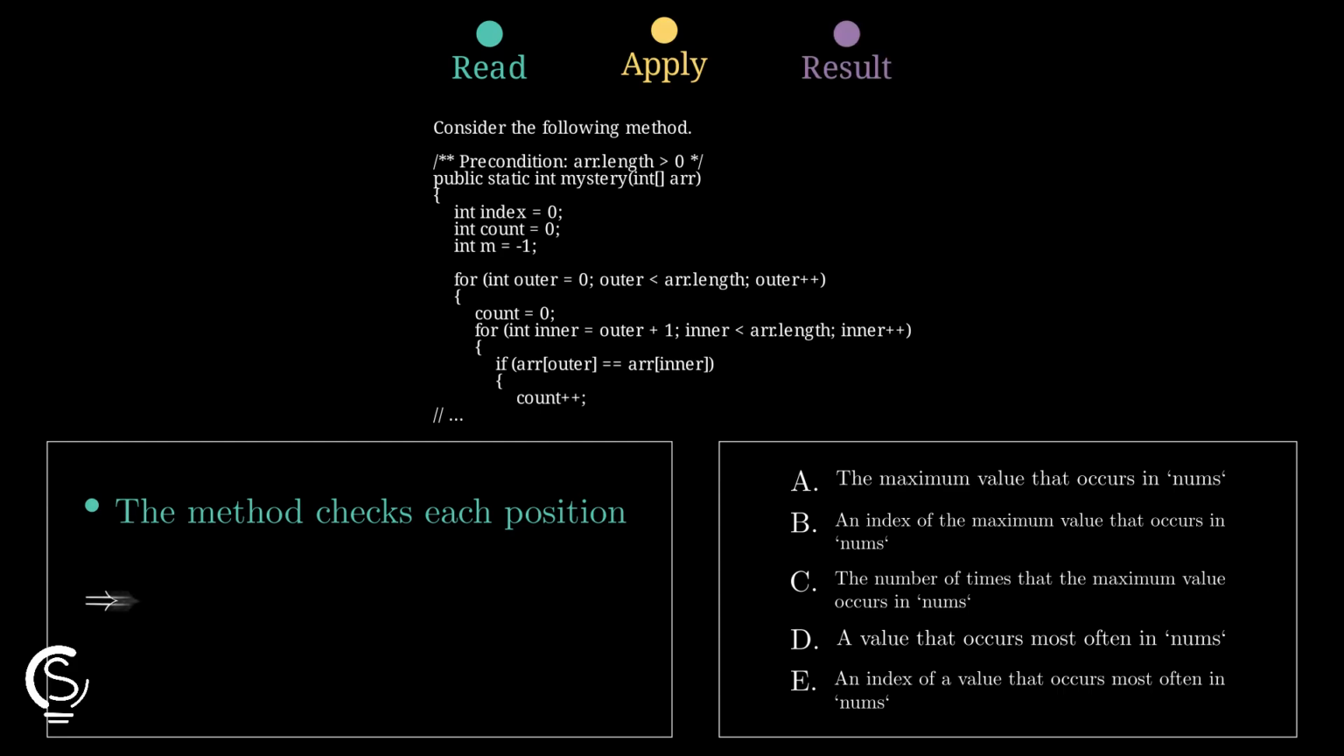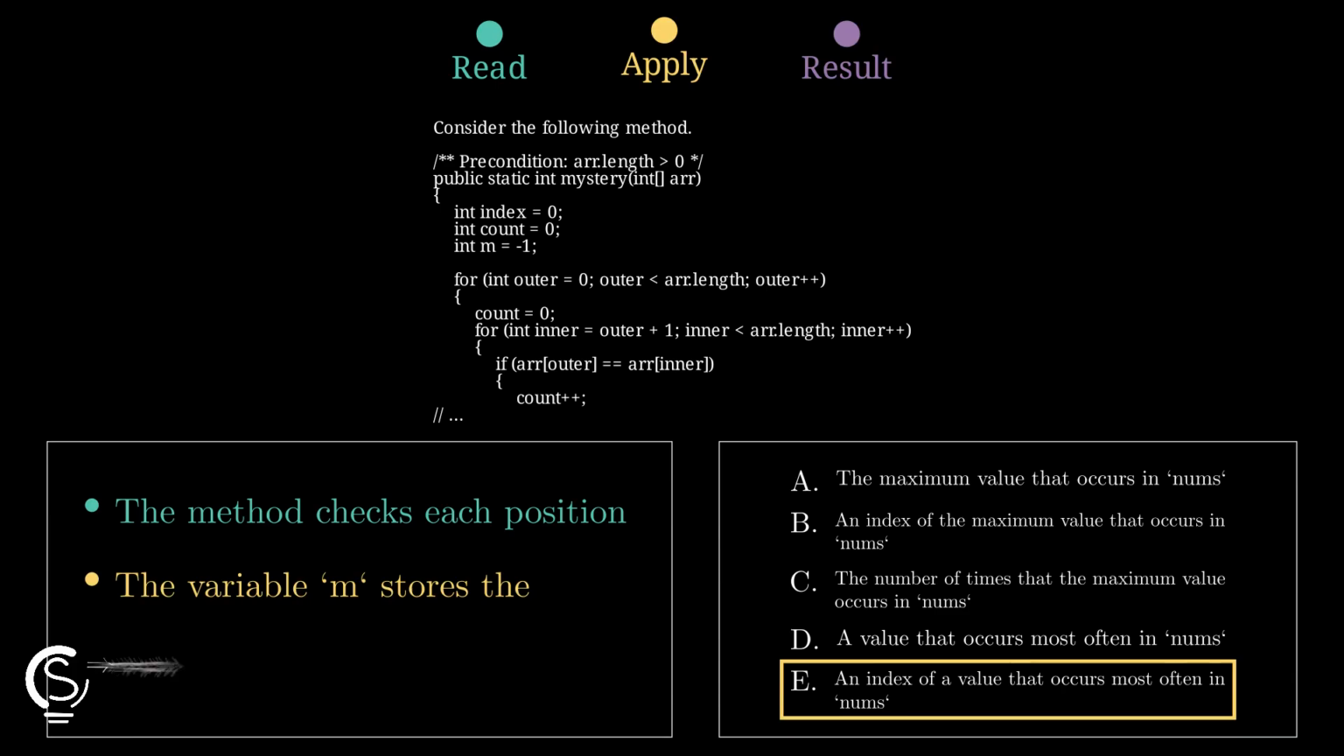Because the method returns the index variable and not the value itself, option E is the only correct choice. You solved it.